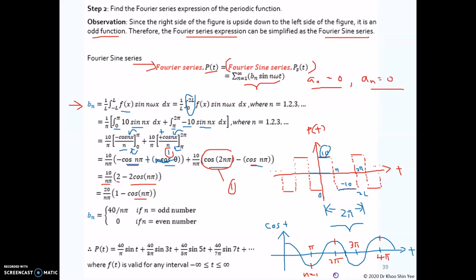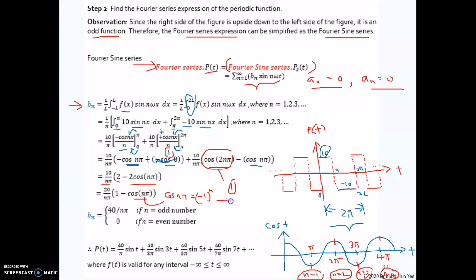When n equal to 2, you have positive 1. When n equal to 3, you have 3 pi, which is negative 1, and so on. So for odd number, you obtain negative 1. For even number, you obtain positive 1. Therefore, we can simplify the cos n pi equal to negative 1 to the power n.